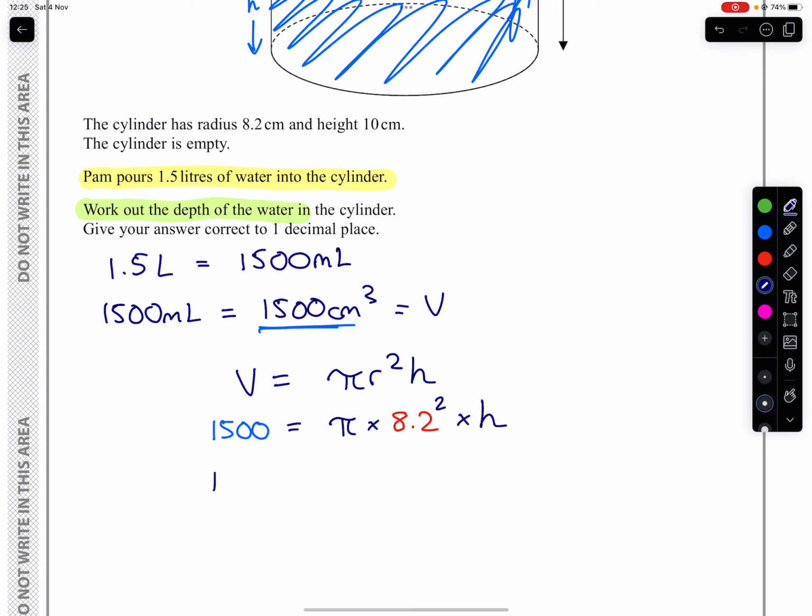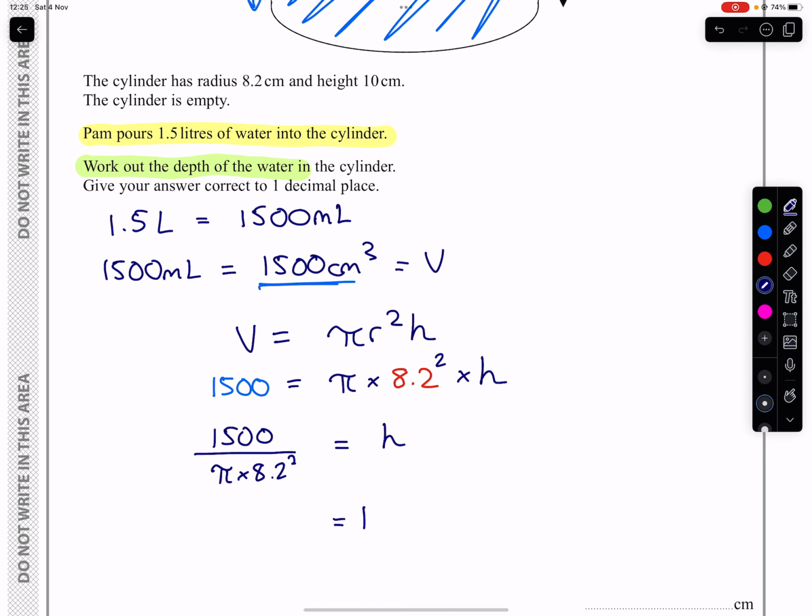We can in one step divide both sides by pi and 8.2 squared at the same time, or in other words rewrite it so it looks like this. And then if we type that into the calculator, our h is going to end up equaling 7.1009 and change. Rounding that to one decimal place, our height is going to be 7.1 centimeters. Done.